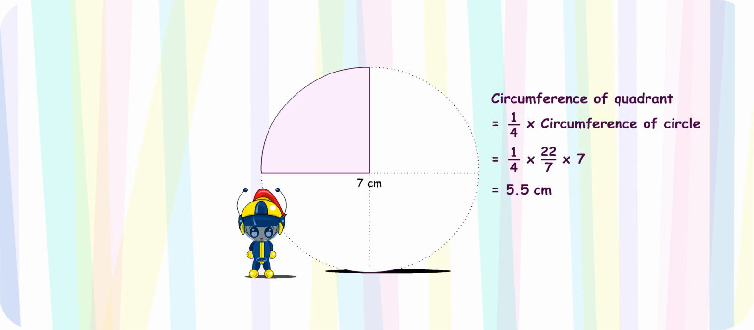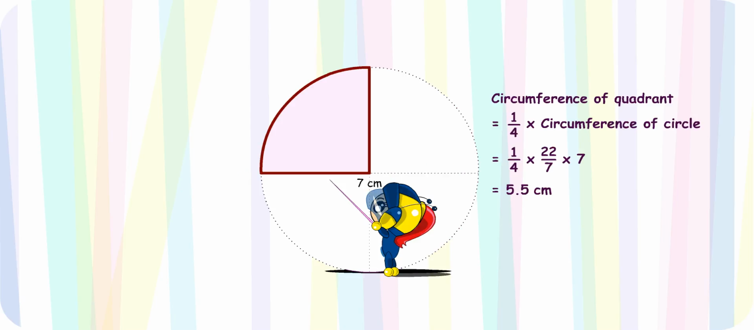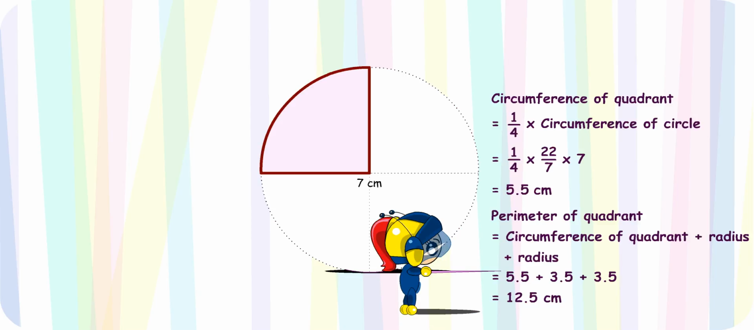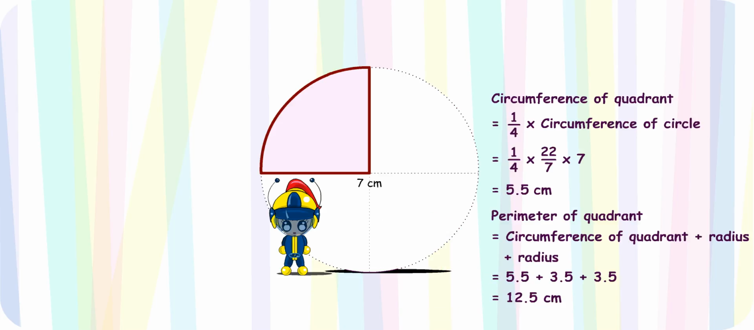All right, I think I can find the perimeter of the quadrant. The perimeter of a quadrant is its circumference plus radius plus radius. Thus, the perimeter of this quadrant equals 5.5 centimeters plus 3.5 centimeters plus 3.5 centimeters, which is 12.5 centimeters. Very good.